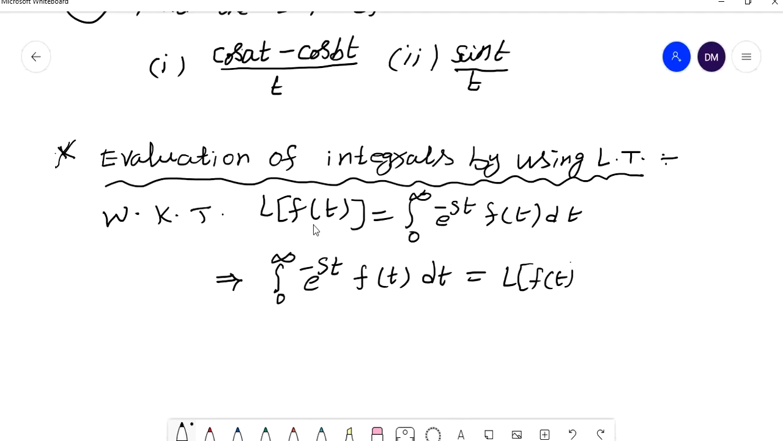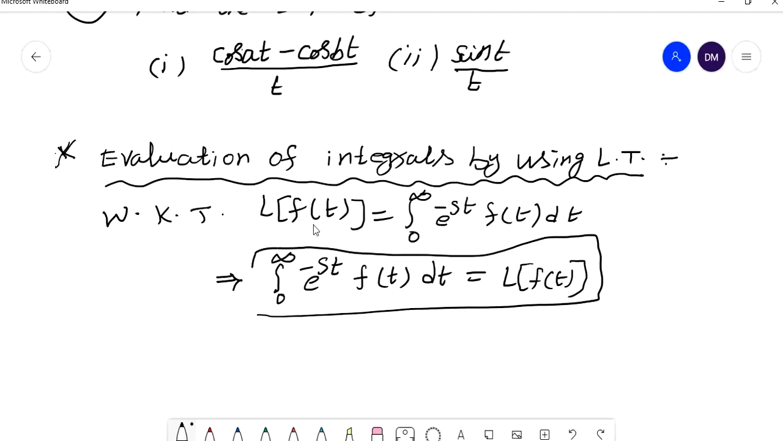Right, so by using this definition, we can evaluate the integrals of the form integral 0 to infinity e power minus st f of t dt by using the Laplace transform. If the integrals are in the form of integral 0 to infinity e power minus st into f of t dt, then by using the Laplace transform we can evaluate this integral value.